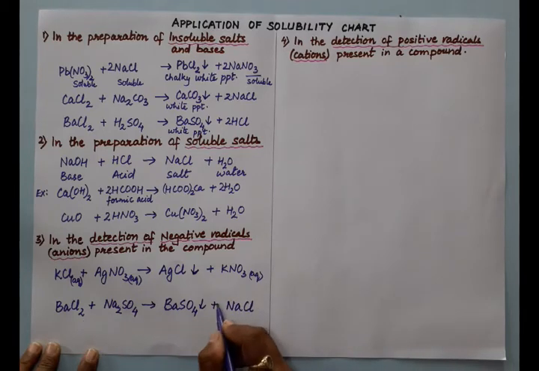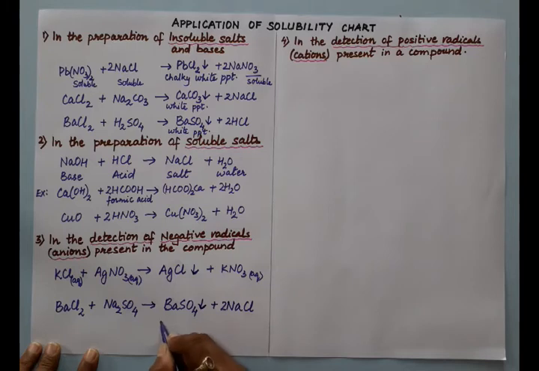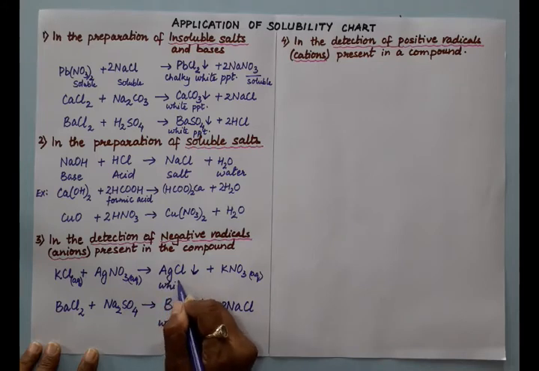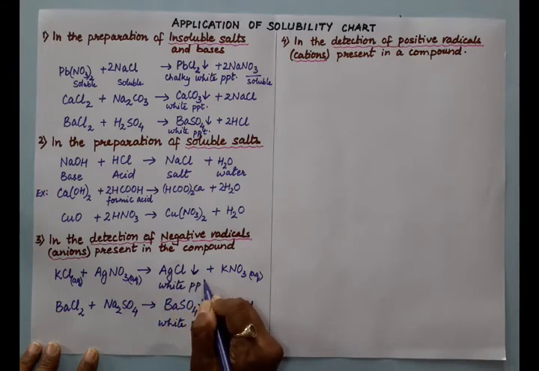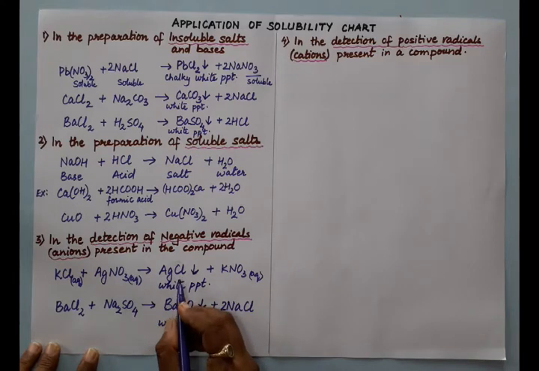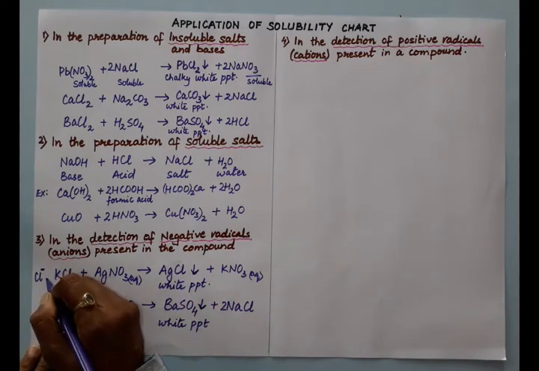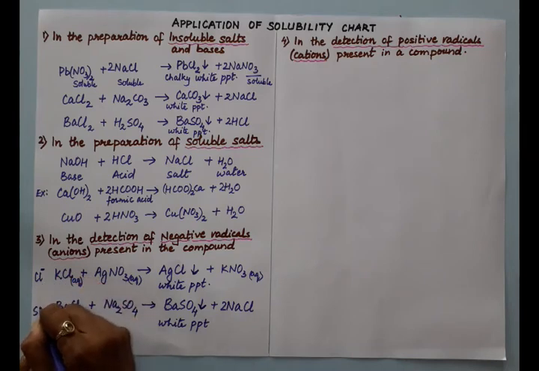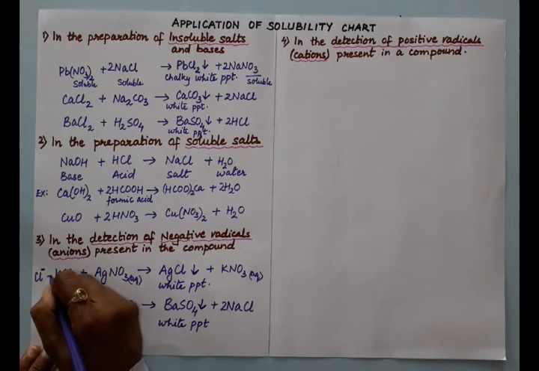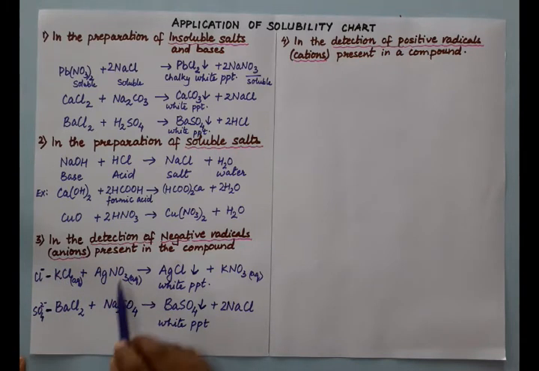So again, these are two, so put 2 here to balance the reaction. Both are white precipitates: white precipitate of barium sulfate, and here also a white precipitate of silver chloride you are getting. This is the detection of chloride ion, and this is the detection of sulfate ion.